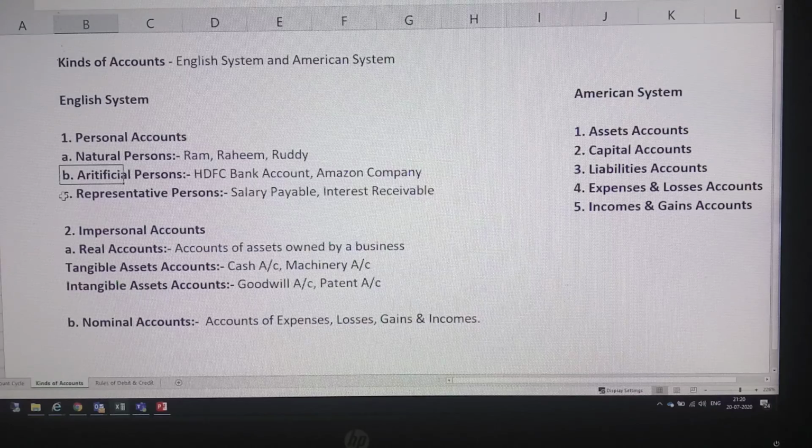Artificial accounts. Artificial accounts are more like an HDFC bank account and an Amazon company name account. So it depends on the artificial name that we would have given for every respective business. So you can talk about the Reliance company account, or anything like a business firm. Then representative persons. It generally covers scenarios like salary payable, interest receivable.